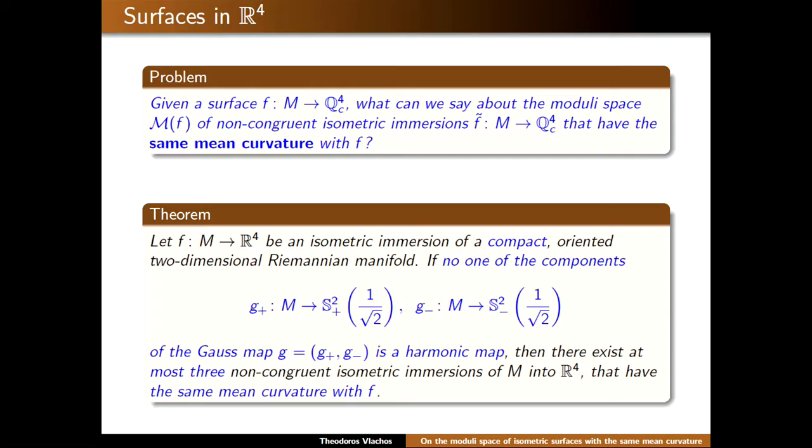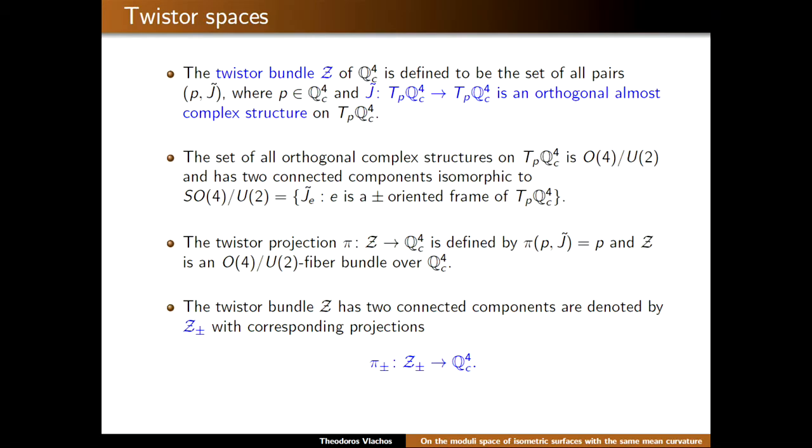What about the answer for the non-flat space form? In this case, to state the result, we need the theory of twistor spaces of space forms. So let me remind you of a few things about this twistor bundle. You have the 4-dimensional space form. What is the twistor bundle?